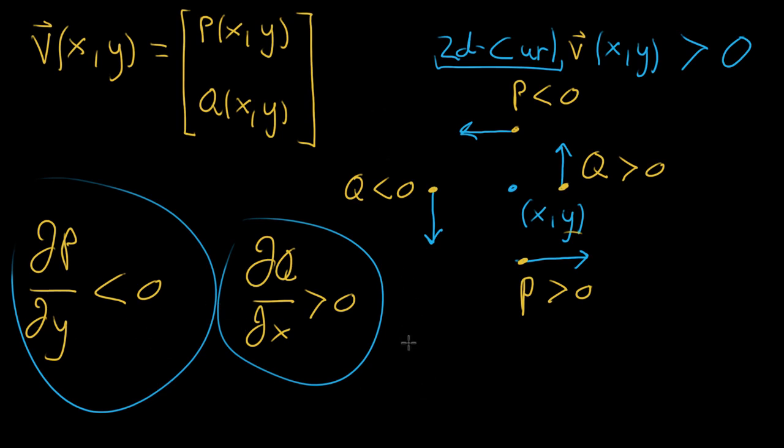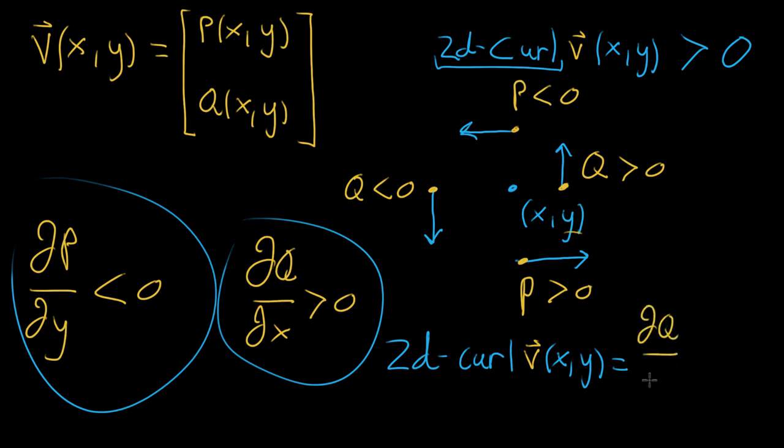We can say as a formula that the 2D curl of our vector field v as a function of x and y is equal to the partial derivative of Q with respect to x, and then I'm going to subtract off the partial of P with respect to y, because I want when this is negative for that to correspond with more positive 2D curl. So I'm going to subtract off the partial of P with respect to y.